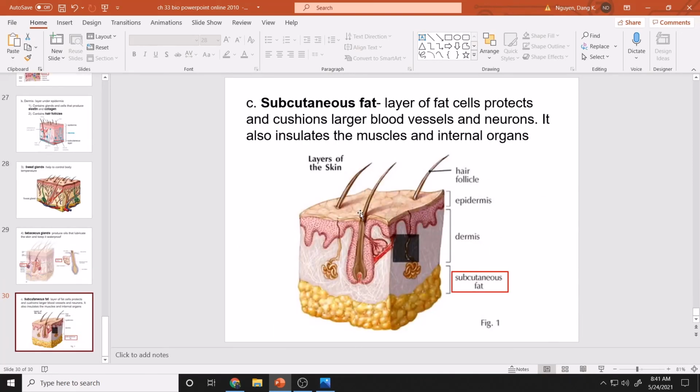And the third and innermost layer, or bottommost layer, depending on how you look at it, is the subcutaneous fat. So this is a layer of fat cells that protects and cushions your larger blood vessels and the neurons. And this fat layer also insulates the muscles and the internal organs. So there it is, it's illustrated here in the gold. So that's your subcutaneous fat. It's below the skin.